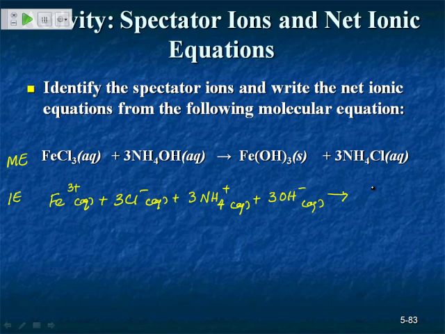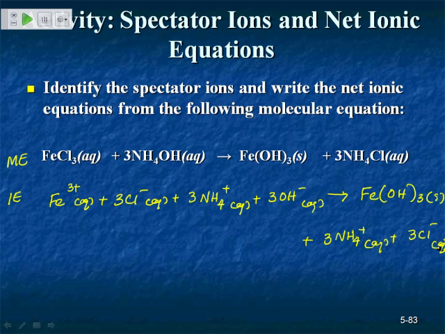Alright, moving to the right side. Do I do anything to Fe(OH)3 solid? No, I have to write that as it is because that is an insoluble species. And what happens to 3NH4Cl (aq)? What are the ions? Once again, NH4+, how many? 3 of them, and 3Cl- (aq). There is my ionic equation.